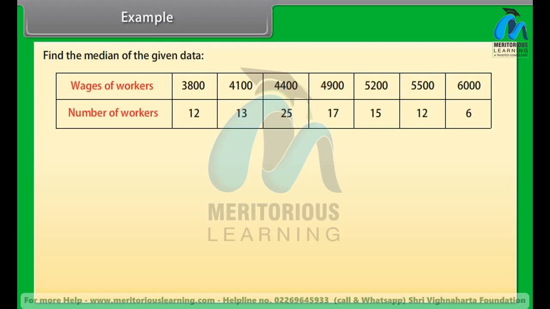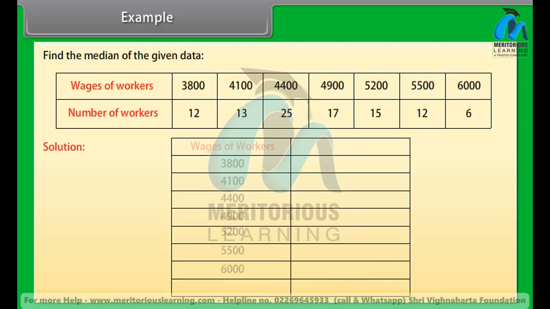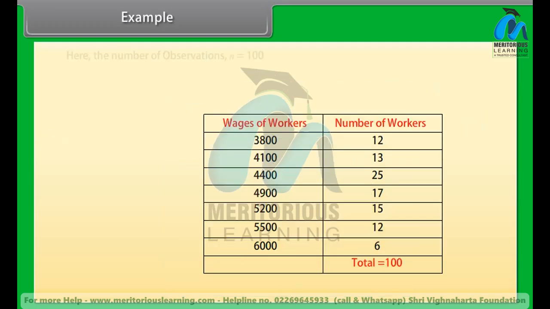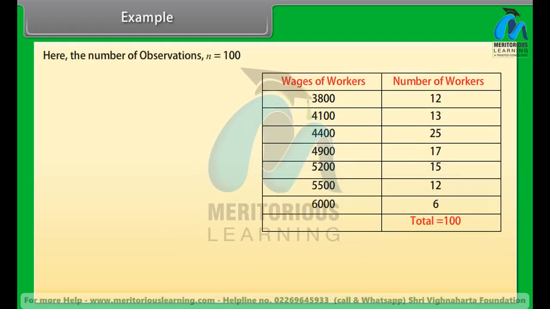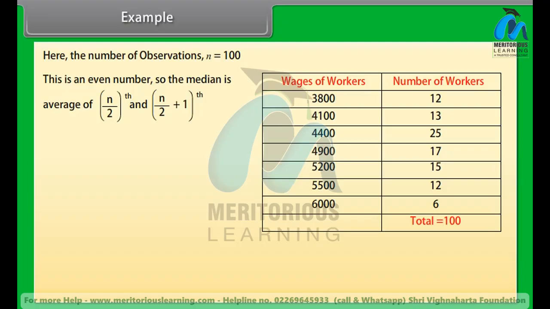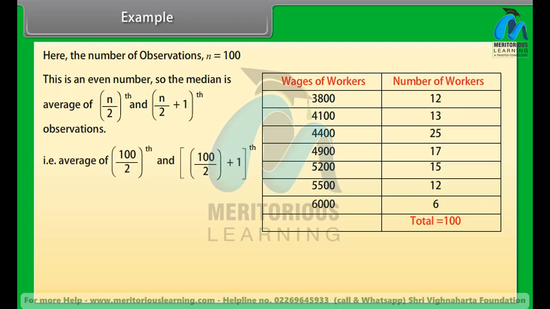Find the median of the given data. Solution. Firstly, we will write the wages of workers and the number of workers. The total number of workers is 100. Here the number of observations n is equal to 100. This is an even number, so the median is the average of the n by 2th and n by 2 plus 1th observations. That is the average of 100 by 2th and 100 by 2 plus 1th observation. That is the average of the 50th and 51st observations.